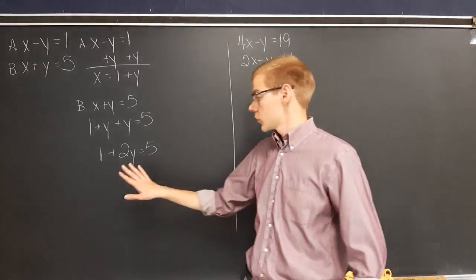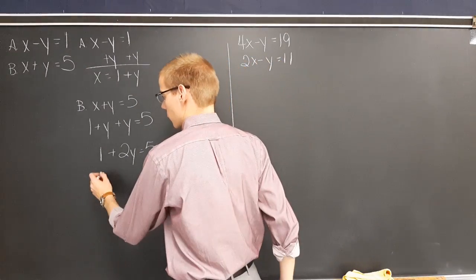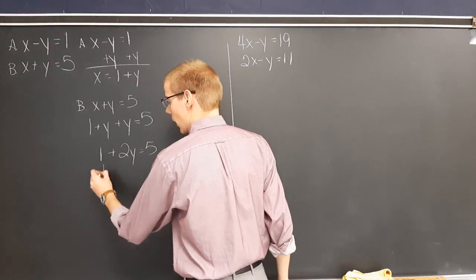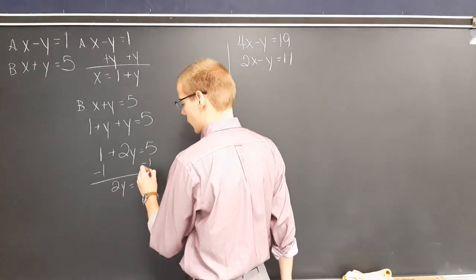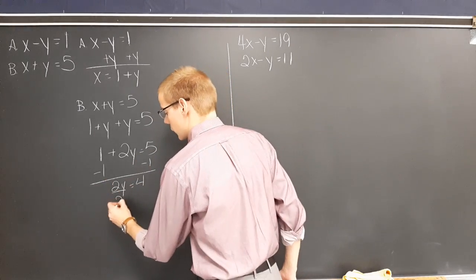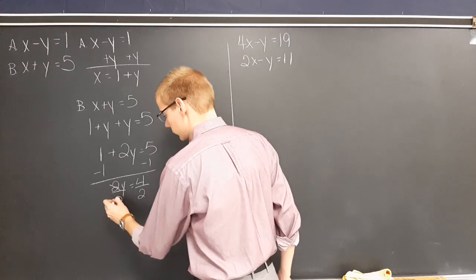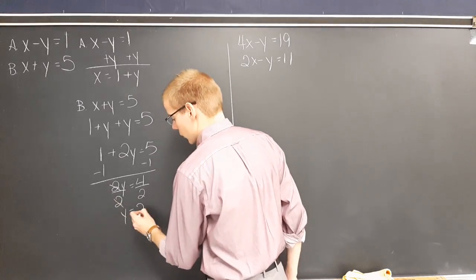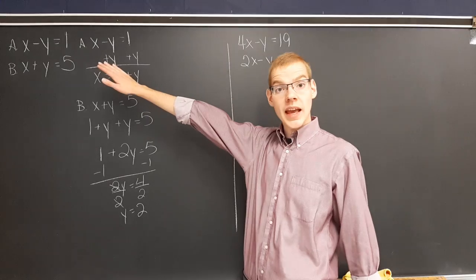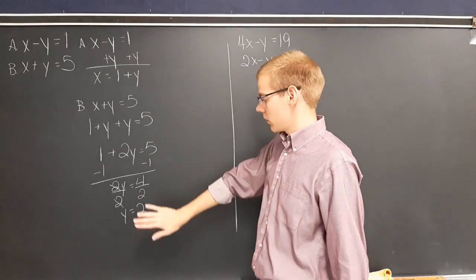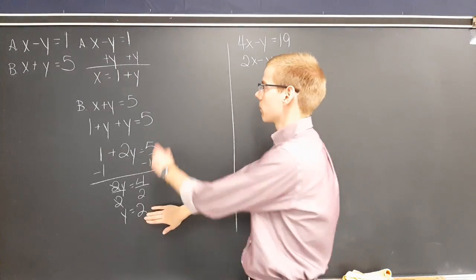Solve it for y, just keep simplifying, so we have to bring the 1 over to the other side. Minus 1, so we have 2y equals 5 minus 1, which is 4. Divide by 2, y equals 2. Now go back to A, equation A, and then plug this into the y.